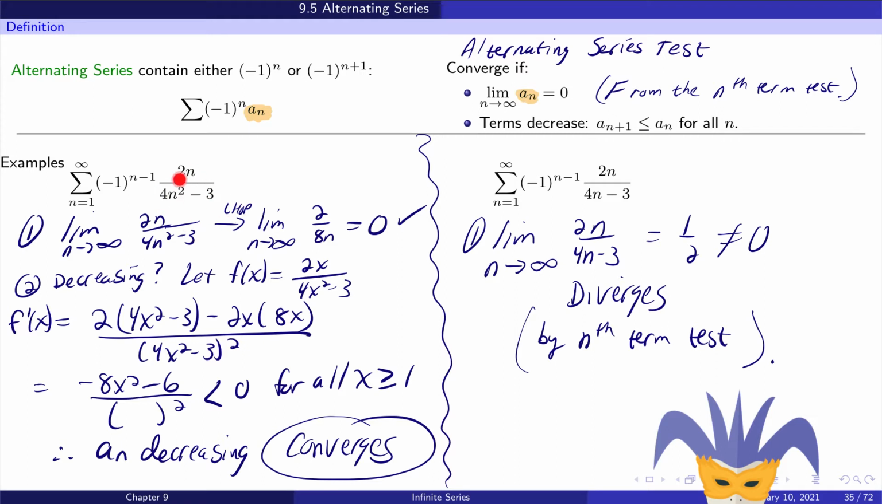For this one, I decided to turn it into a function and find the first derivative. There's a couple different ways of doing this, but in this case, the derivative isn't so bad. Use the quotient rule, ho d hi minus hi d ho over ho squared. The denominator is always positive because it's squared. The numerator, after you distribute and combine like terms, you wind up with negative 8x squared minus 6, which will always be negative, no matter what you plug in for x.